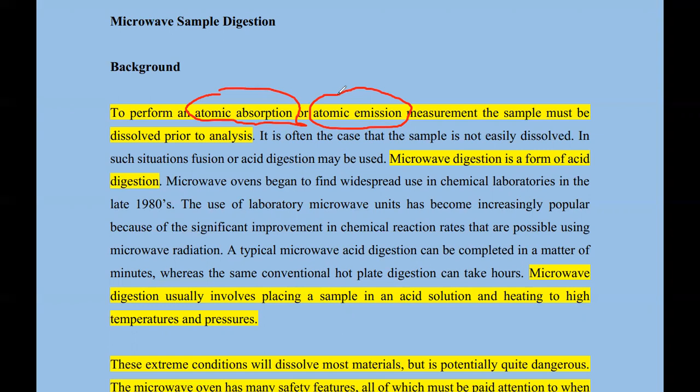Okay, so we're saying that to perform atomic absorption spectroscopy or atomic emission spectroscopy, the sample must be dissolved before the analysis. No matter how big the sample is, for as long as you want it subjected to analysis, you have to make sure that you reduce it in size. Not only in size, you also have to make sure that you dissolve it so that it becomes a liquid sample.